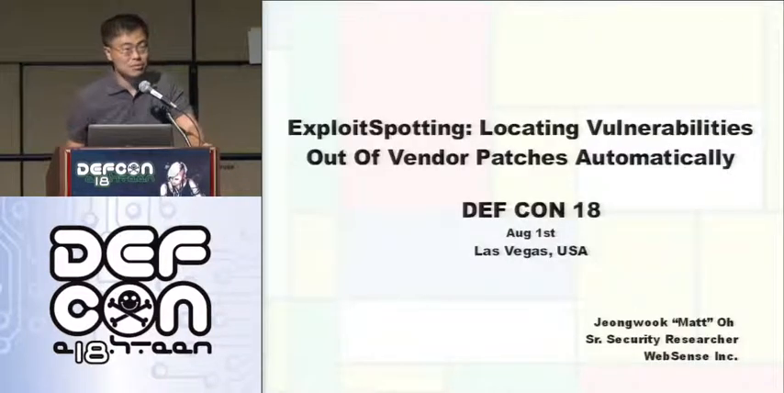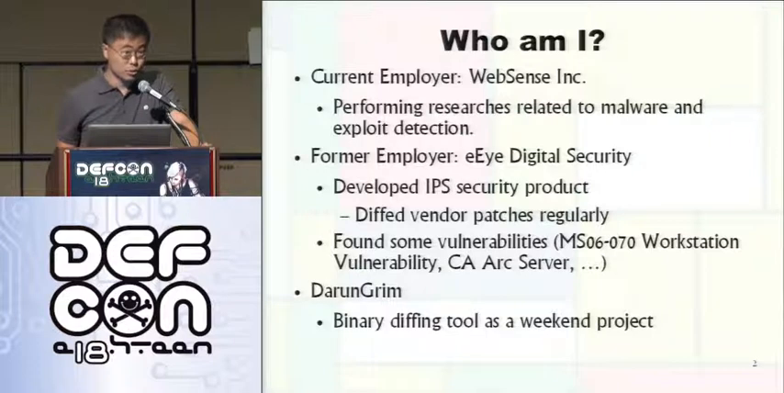So I'm going to talk about exploit spotting and locating vulnerabilities out of vendor patches automatically. Let me introduce myself first, because this is very relevant to what I'm going to talk about today. My current employer is WebSense Incorporated, and I'm performing some malware and exploit detection. My former employer was EI Digital Security, and I developed IPS security products there for like 5 years. And I did vendor patches regularly over there. So you will know why I had to diff the vendor patches.